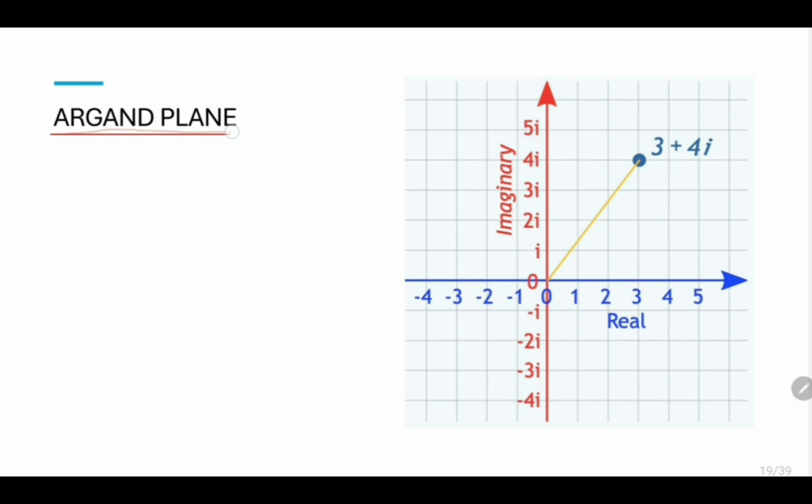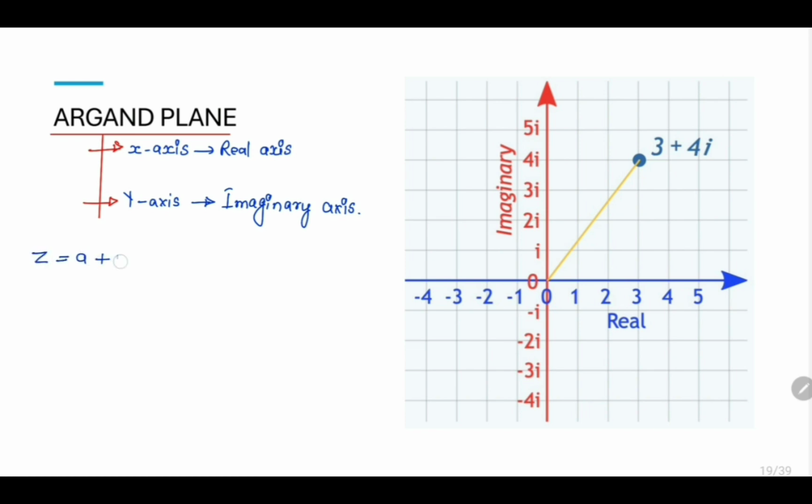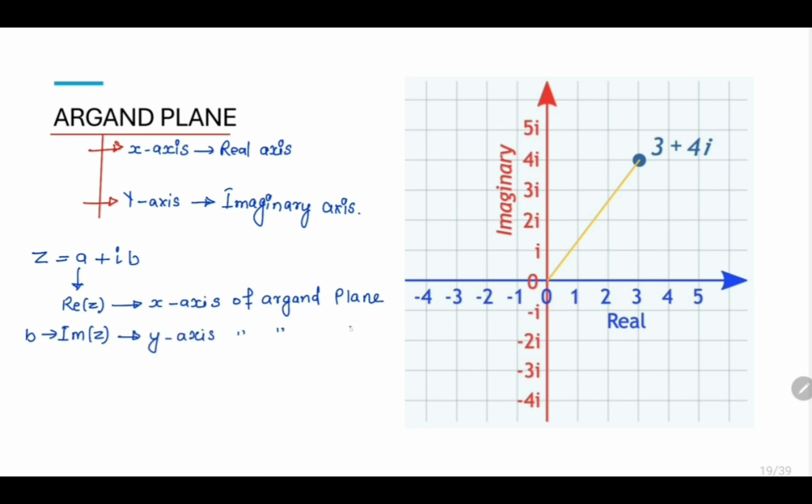So if I have to define, an Argand plane is a plane where the x-axis is a real axis and the y-axis is the imaginary axis. So one thing is clear, that if I have a complex number which is a plus iota b, then the real part of this complex number will be represented on the x-axis of the Argand plane, and b, the imaginary part of z, will be represented on the y-axis of the Argand plane.